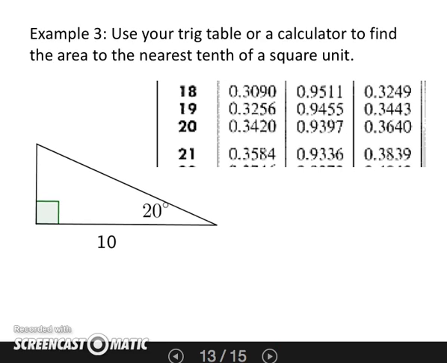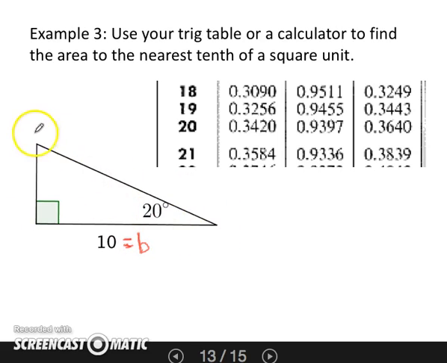One more example. This time we're going to use trig to find the area of this triangle to the nearest tenth of a square unit. Okay, so I have a base of this triangle. I'm just going to write that in now. And what about my height?